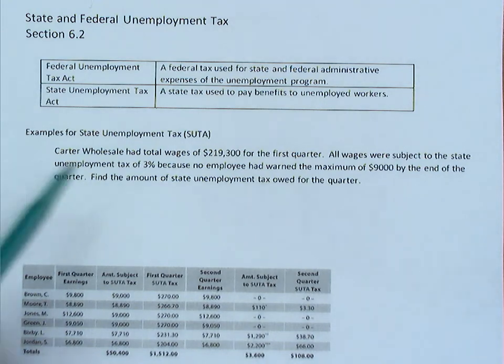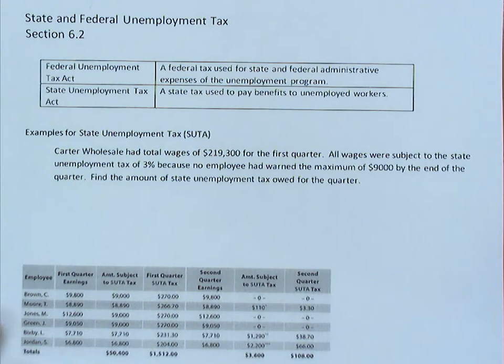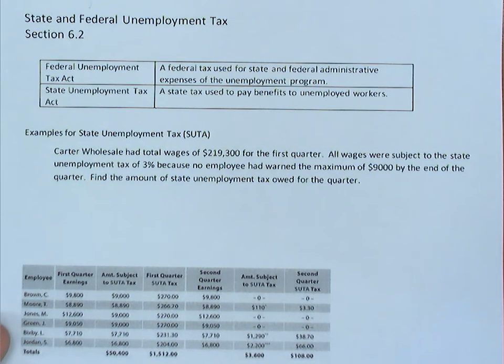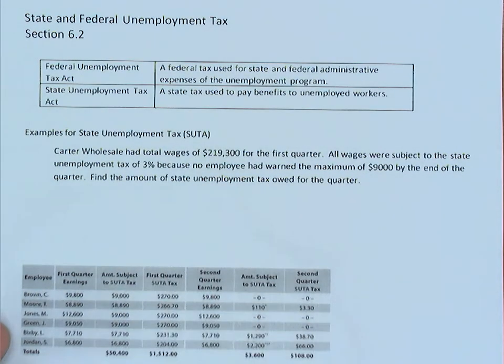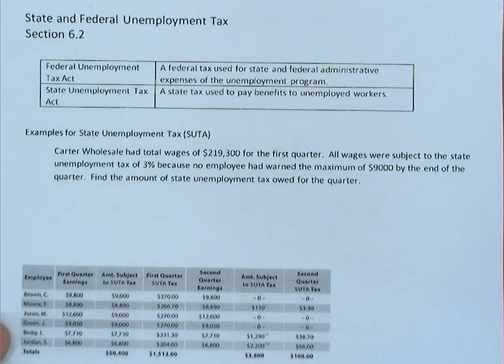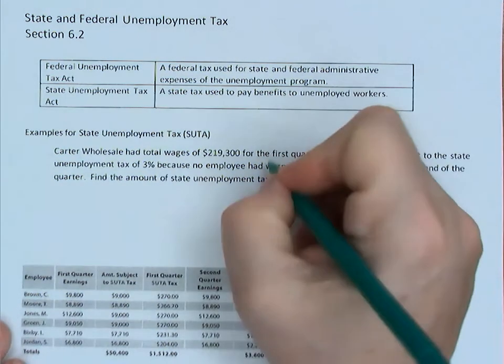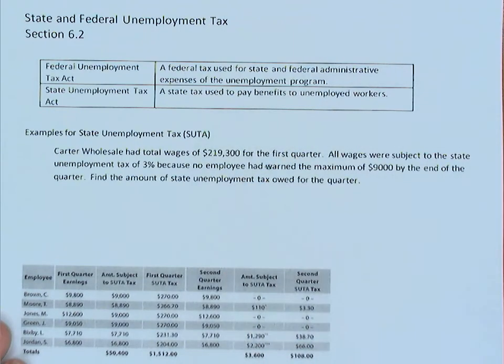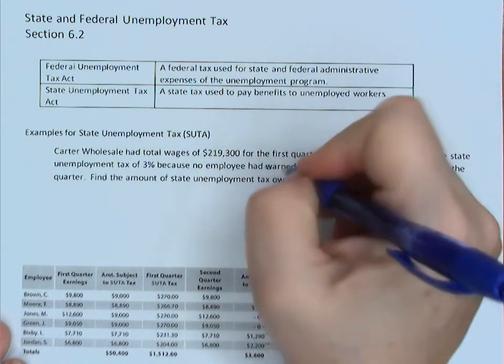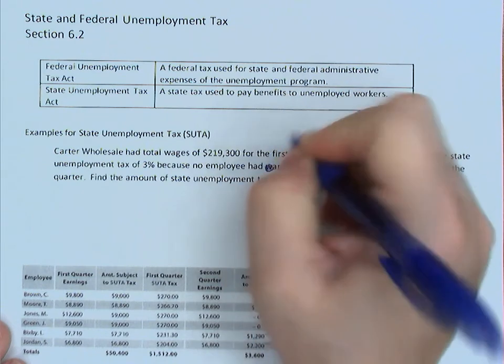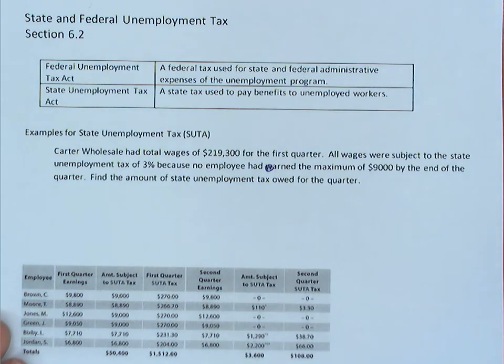So in our first problem right here, Carter Wholesale had total wages of $219,300 for the first quarter. That's what all of their employees grossed. All the wages were subject to the state unemployment tax of 3% because no employee had earned the maximum of $9,000 by the end of the quarter. Find the amount of state unemployment tax owed for the quarter.